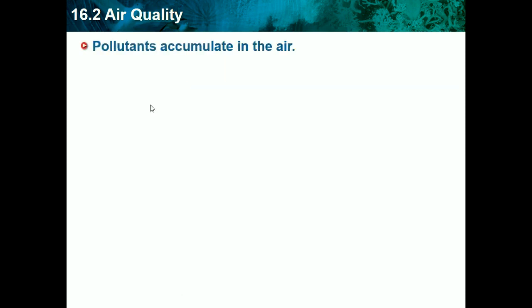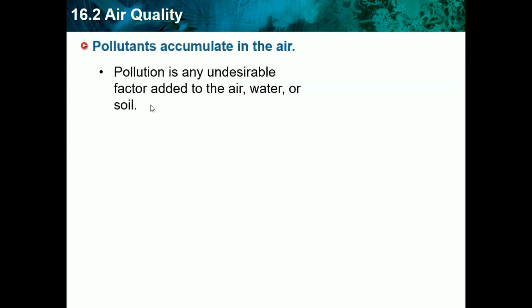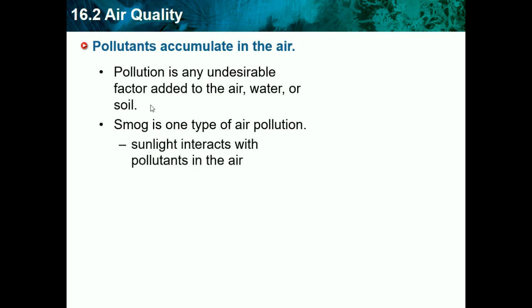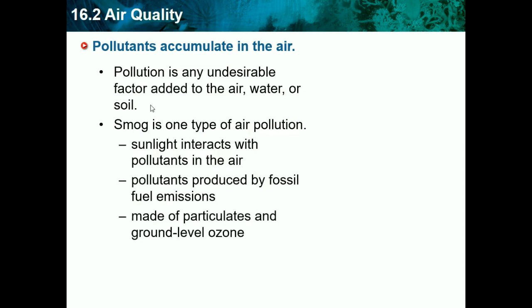So pollutants accumulate in the air. Pollution is any undesirable factor added to the air, water, or soil. Smog is one type of air pollution. Sunlight interacts with pollutants in the air and pollutants produced by fossil fuel emissions. So we have factories that put a lot of carbon dioxide and a lot of other pollutants in the air, and this happens in big cities a lot because there are many factories.